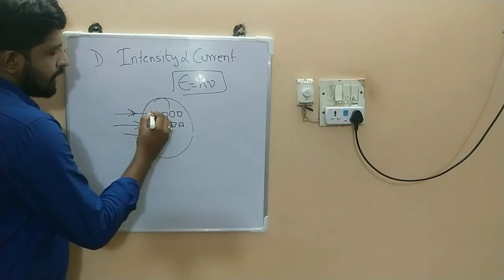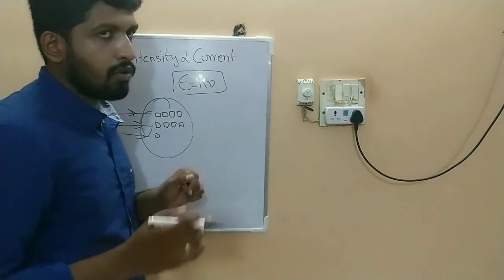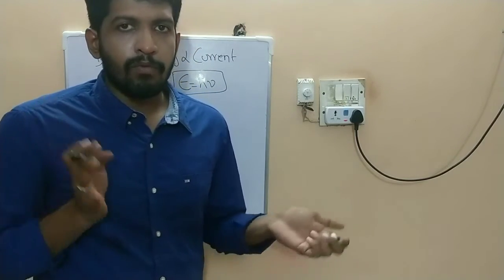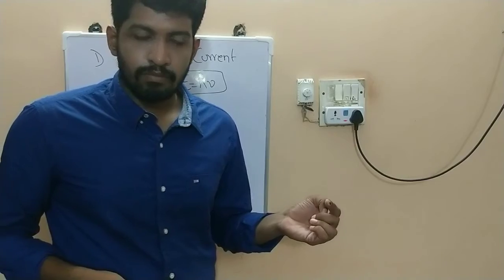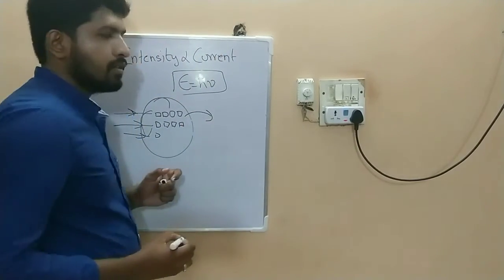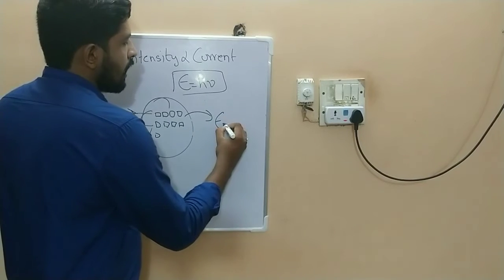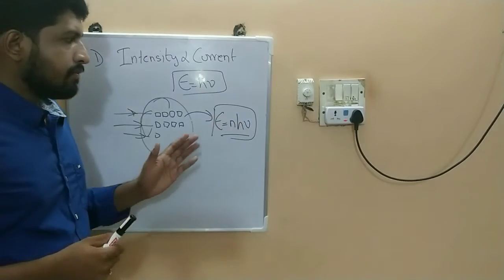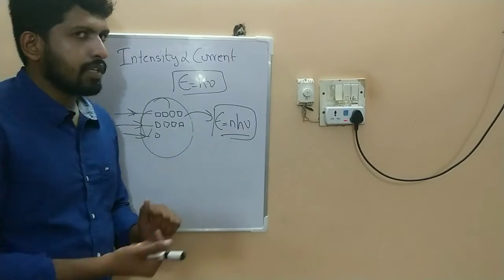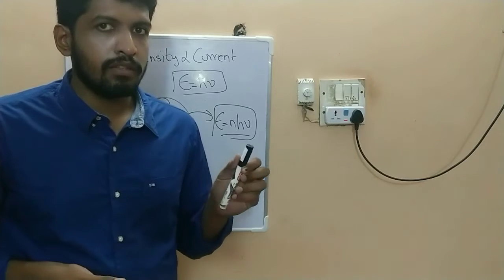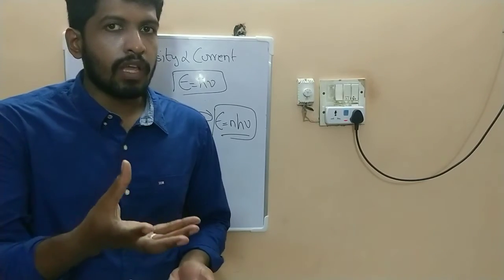Okay, suppose we magnify this beam of light, there are a large number of photons. If in an incoming beam of light there are n photons, then the total energy possessed by that beam of light is equal to n times h nu. What happens if the number of photons increases? If the number of photons increases, more electrons can be pulled out.